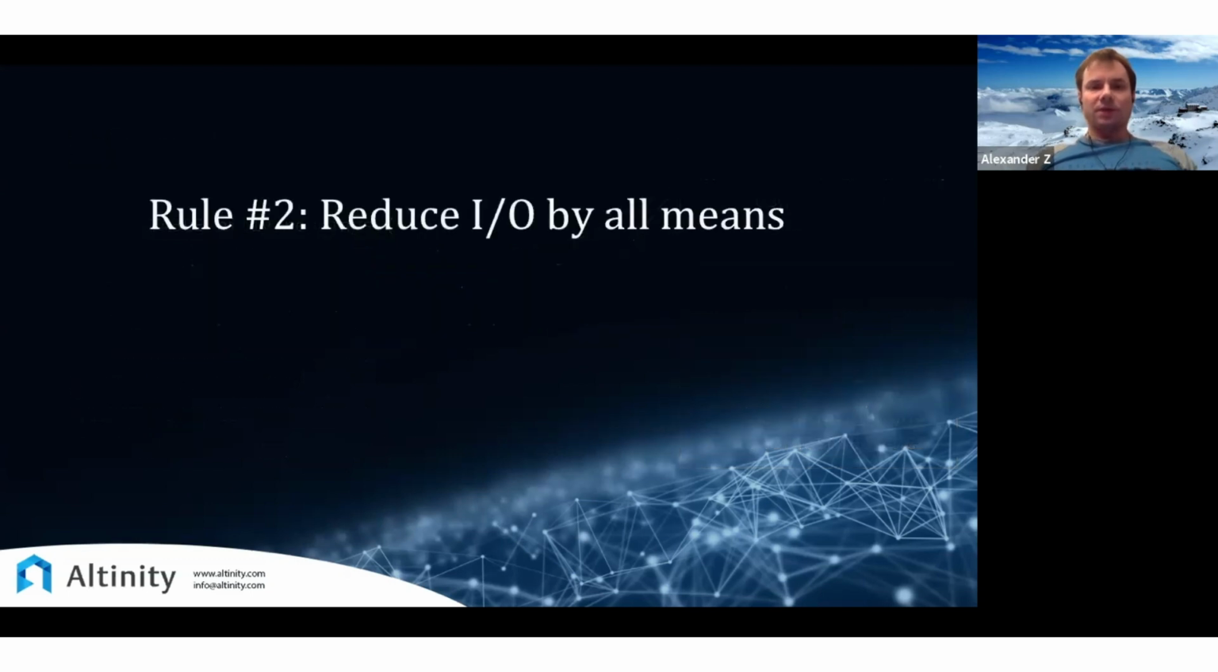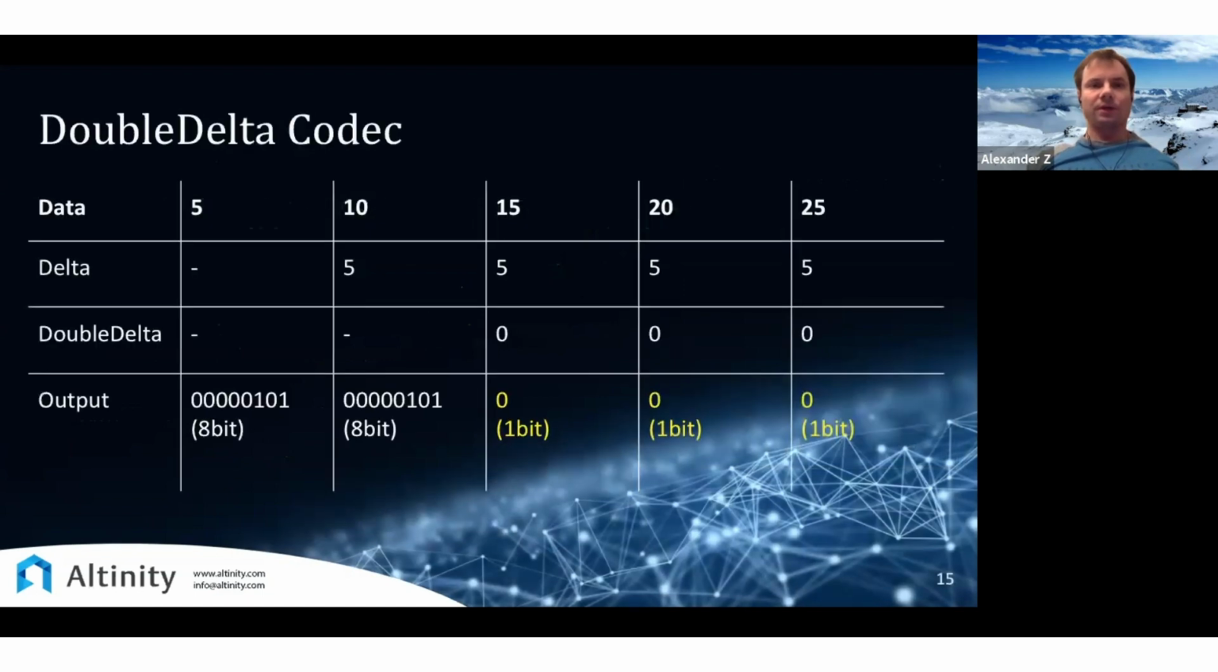Once we have the schema, this is our rule number 2. We need to reduce I/O by all means. And this is where encodings help a lot. For example, what delta encoding does, it tries to encode deltas of deltas. This is why it's called the double delta. If we have a sequence of numbers like 5, 10, 15, 20, or 25 in this example, we can calculate the delta, which is 5 for all those events. And double delta is just 0.